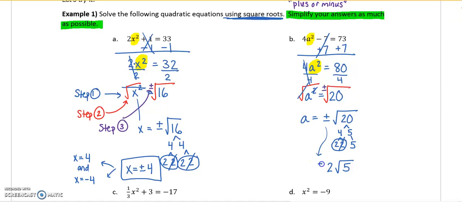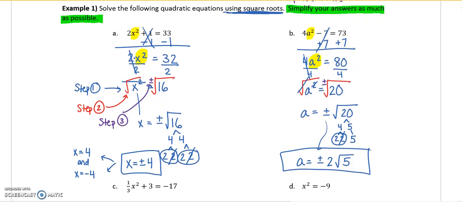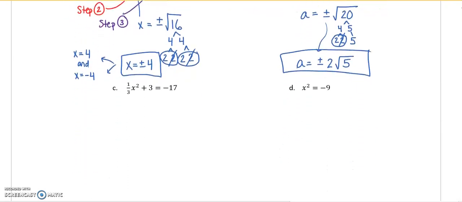Now, don't forget the plus or minus, and then we have our answer. A is equal to plus or minus 2 root 5. So that means it's positive 2 root 5 and negative 2 root 5. Alright, not so bad, right? Let's try a few more.